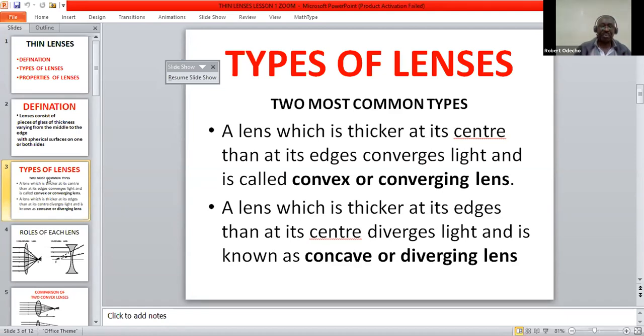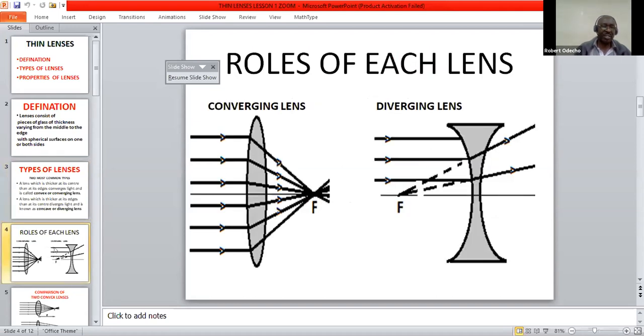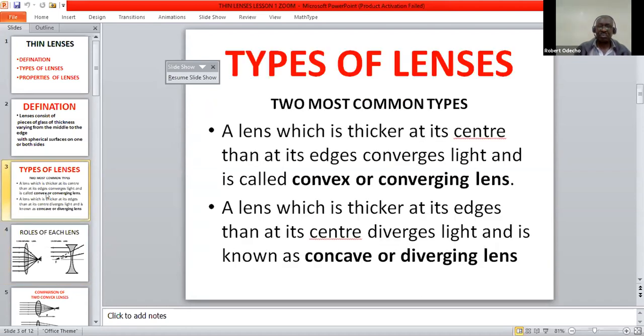Now, we move on. Excuse me, teacher? Yes. What have you said about the concave and the convex mirrors? A concave mirror converges. Yes, a concave mirror converges. A mirror.